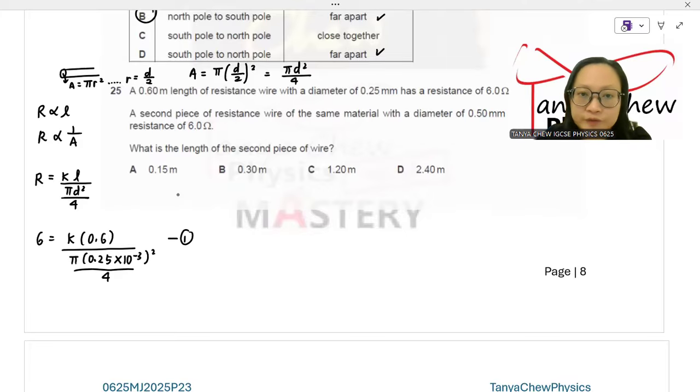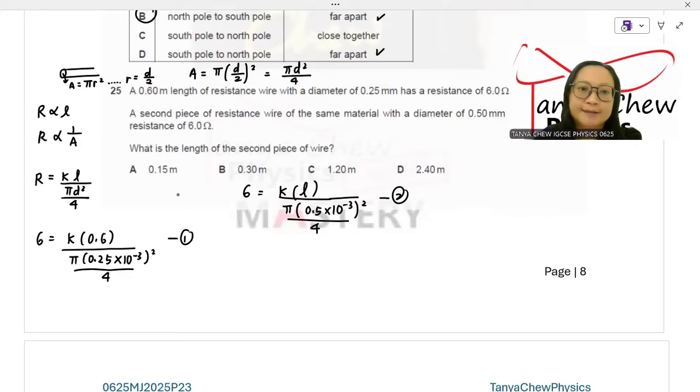Second piece of the resistance wire, same material, so the constant must be the same. So the resistance is also 6, constant. And the length of the second one, I just put L over pi. Diameter is different, 0.5 times 10 to the power negative 3. That means divided by 1000. You square it, divided by 4.